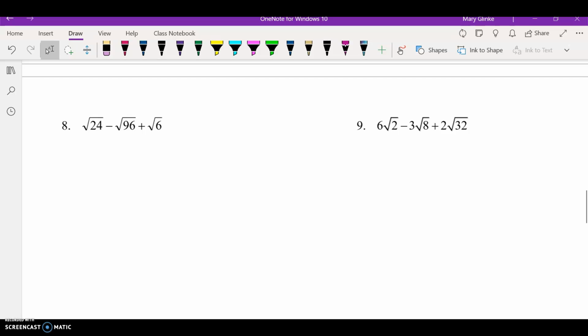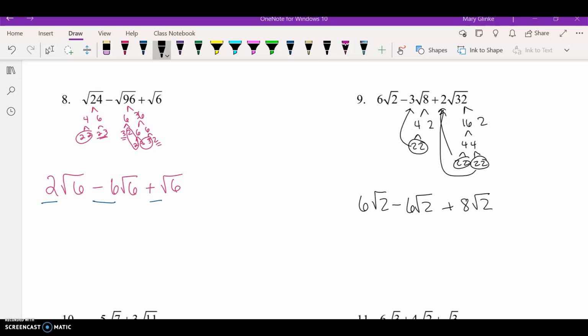Okay. So I would like you to pause the video and try numbers 8 and 9 on your own. So break everything down and then figure out what you can combine together. When you're done with that, unpause the video to check it out and see how you did.